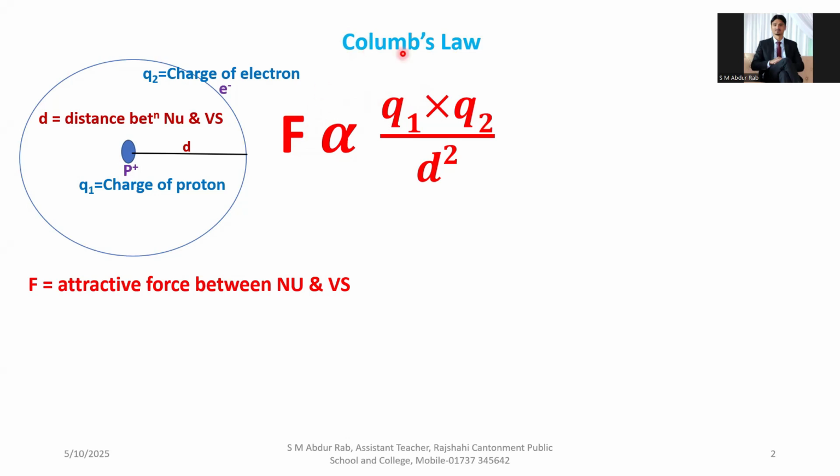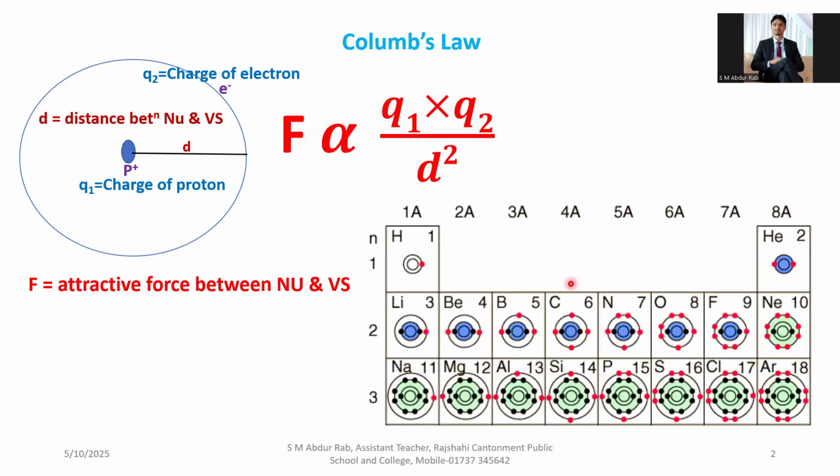Now we want to know what is the relation between Coulomb's law and today's topic. This is a portion of the periodic table. From this periodic table, we see that in a specific group, all elements have the same number of valence electrons. For example, all the elements of group 1A have the same valence electron count, and that is 1. Similarly, all the elements of group 6A have 6 valence electrons. So when you move down in a group, the valence shell electrons remain the same.